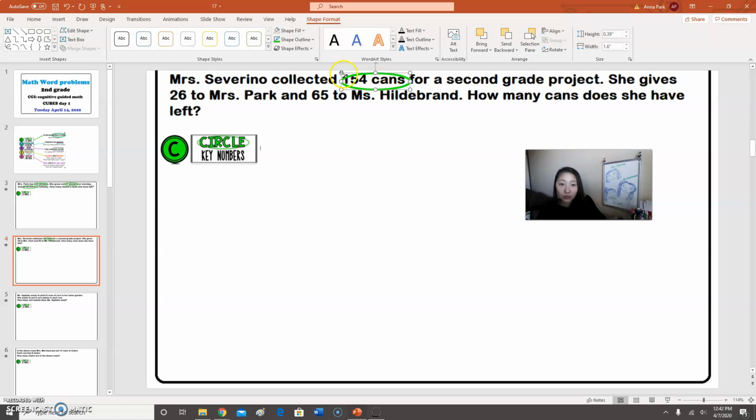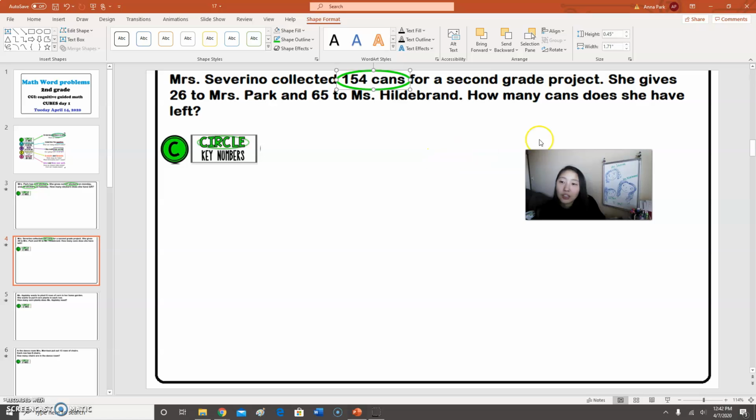And don't forget that you should probably circle the unit. So the unit in this one is cans. The unit in the last one was stickers. Units can be different in every problem, because they're talking about what the number is supposed to mean. Like, you have 154 what? In this problem, it's 154 cans.